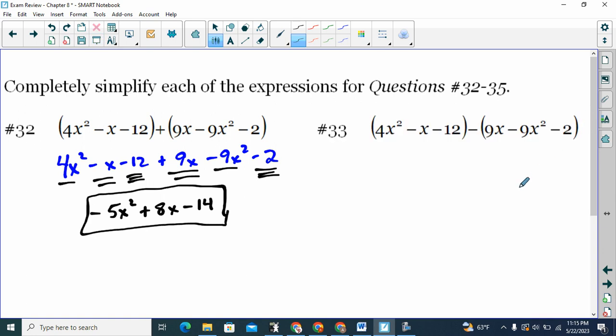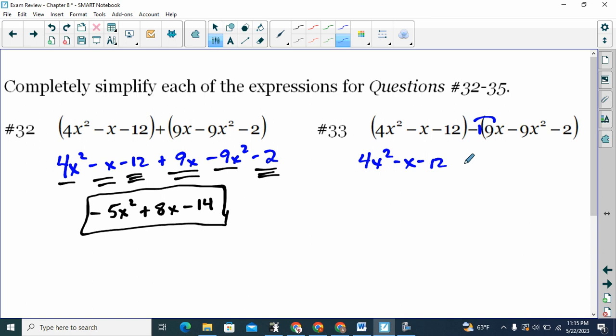Number 33 looks almost exactly the same. One little thing that's different, and that is I have a minus sign instead of a plus sign right there. We're going to do it kind of the same. Here I have a 1 to distribute. That's not any different. I've got 4x squared minus x minus 12. And this time I'm subtracting this other polynomial. So I am distributing, but I'm not distributing a positive 1. I'm distributing a negative 1.